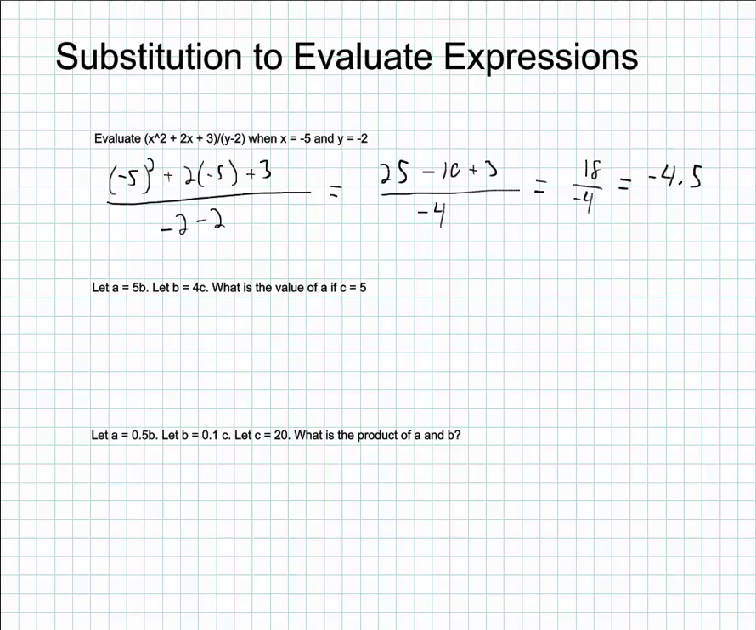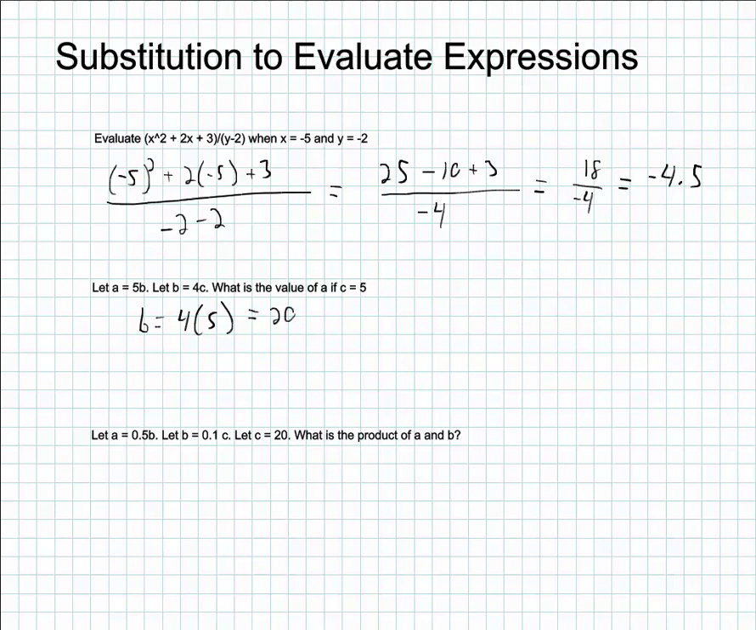Alright, next one. Let A equal 5b, let B equal 4c. What is the value of A if C equals 5? Alright, so this looks like a substitution problem with multiple substitutions. So if we plug in C is equal to 5, then we should be able to figure out B. So B is equal to 4 times 5, since we're substituting 5 in for C. So B is equal to 20.